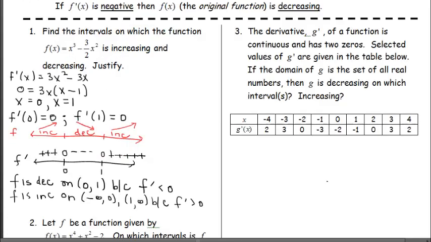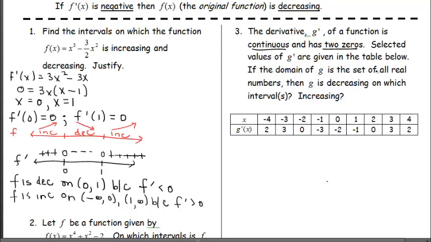All right, so for problem number 3, we're dealing with tabular data in a table. It tells us that they're giving us selected values of g prime. But what's important here is this. It tells us that g prime is continuous and it has 2 zeros. So in order for us to travel from -4 over to 4 along the x's, there's going to be no breaks in our graph. None at all, because it's continuous and it has 2 zeros. So these are the only 2 zeros that g prime has. These are the only horizontal tangents that g has.